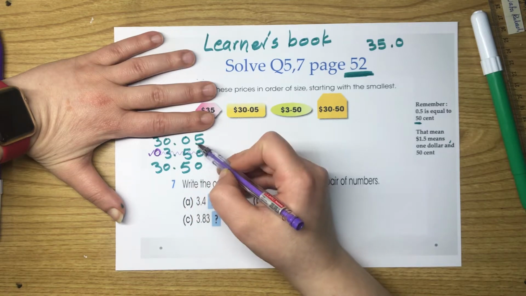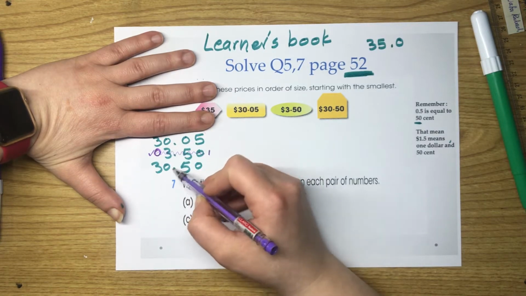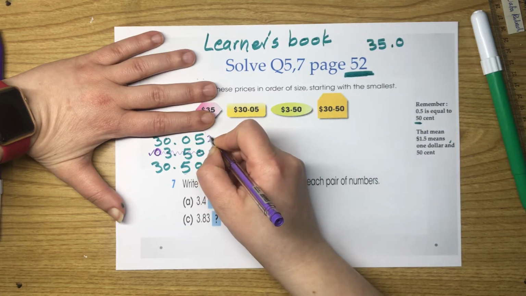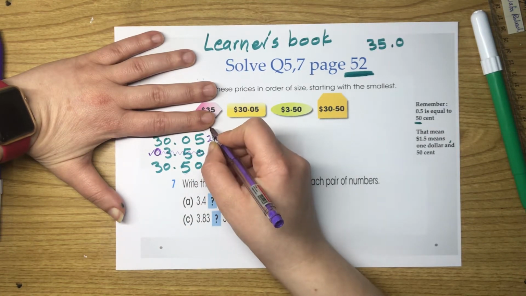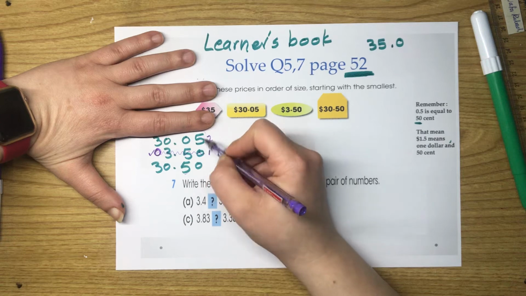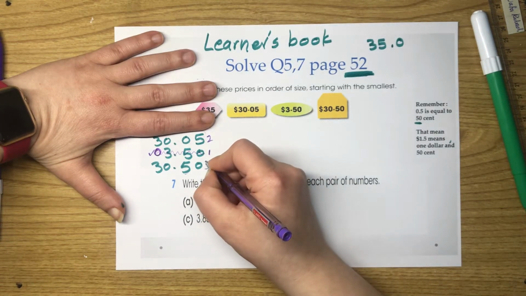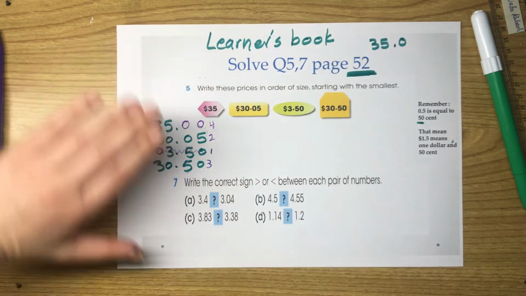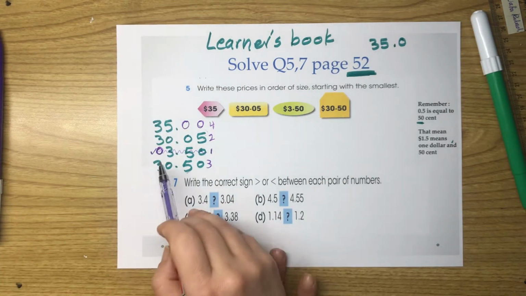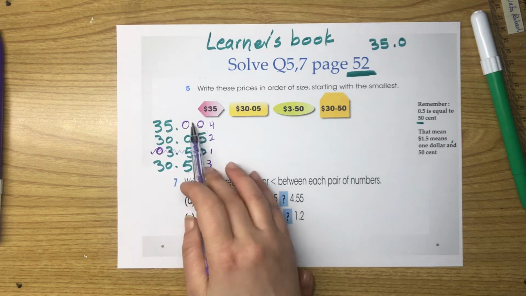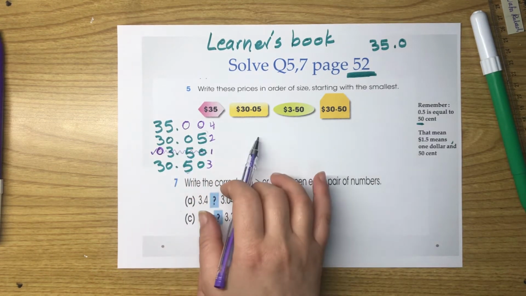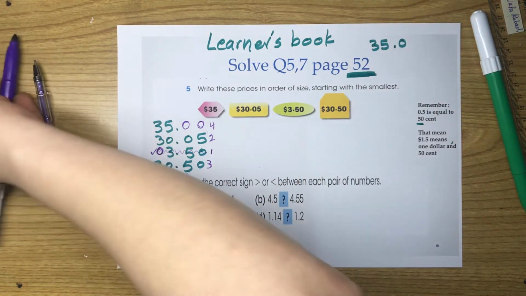30.05, that means 5 cents. 30.50 cents. Which one is less? This one is less. The one that I covered definitely is greater than these two. Then this one's gonna take the 3rd place, and this one is the 4th place. Remember, the zeros that I added are in purple. I'm not going to rewrite them when I answer the question.